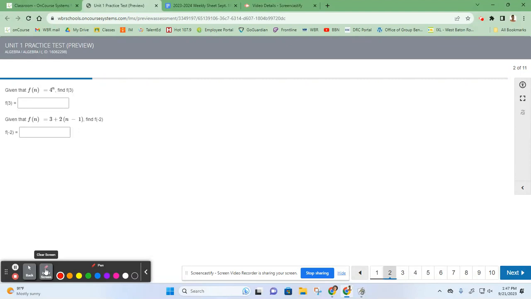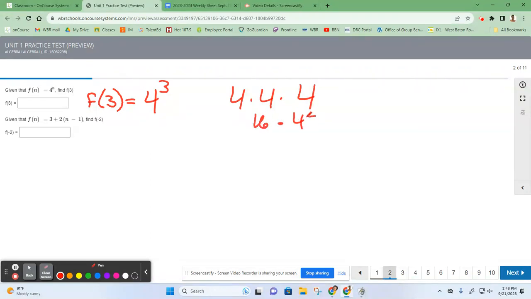In the next question, it says, given that f of n equals 4 to the n, find f of 3. So what that means I have to do is I'm going to put the 3 where that variable n is. So 4 to the 3rd power. That means 4 times 4 times 4. 4 times 4 is 16. And 16 times 4 is 64. So in my box here, I would type 64.